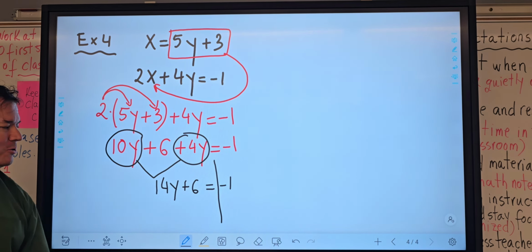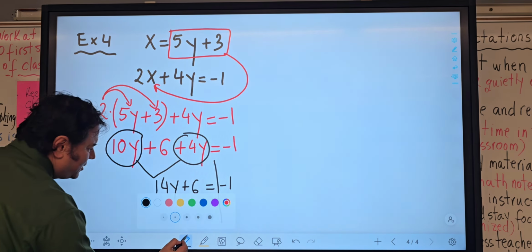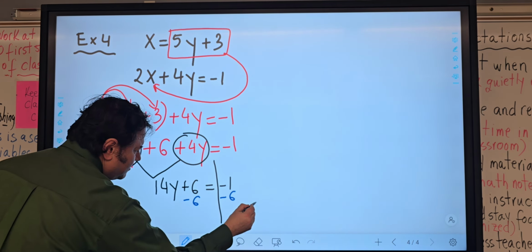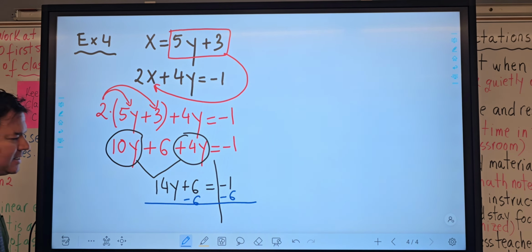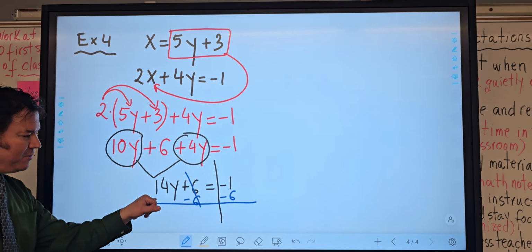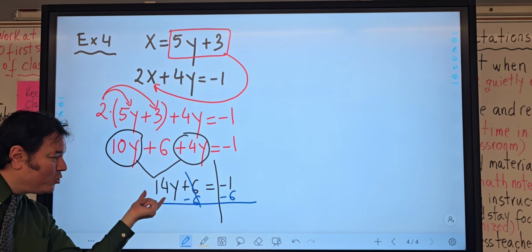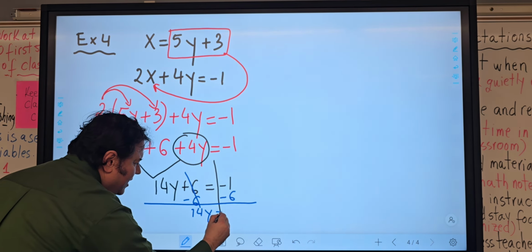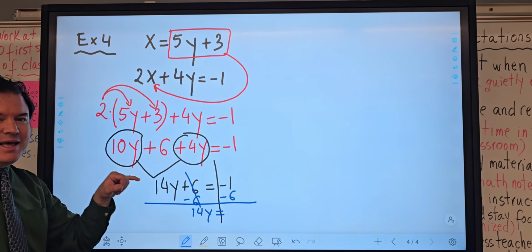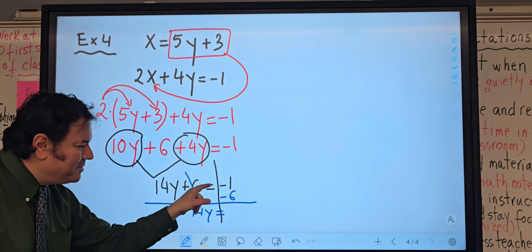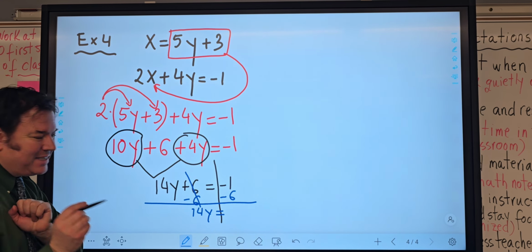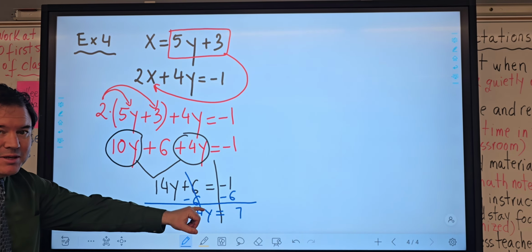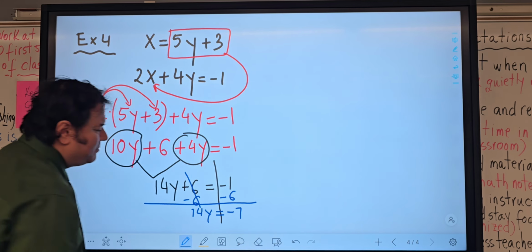So now in this case, we are going to subtract 6 on both sides. 6 minus 6 cancel out. So we are left over with 14y equals -1 and -6. Same signs add. Remember that saying. So add the numbers. 6 plus 1 is 7. And keep the sign. -7.